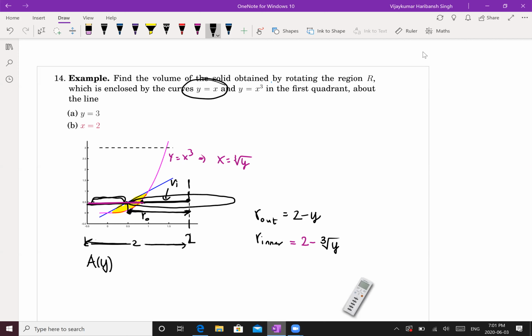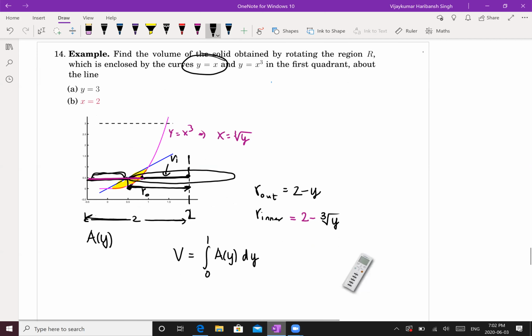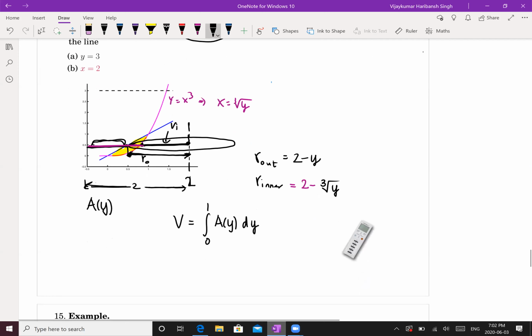So therefore, what do we get? Volume is going to be the integral from 0 to 1 of A of y dy, which is going to be from 0 to 1. A of y is what? Pi R outer squared, which is (2 minus y) squared, minus pi R inner squared, which is (2 minus cube root of y) squared, dy.